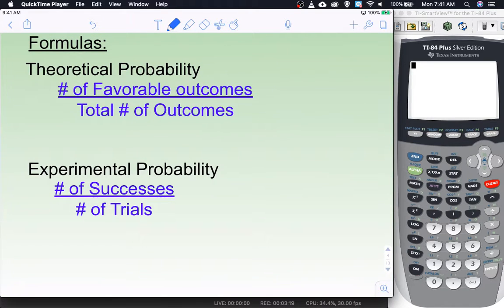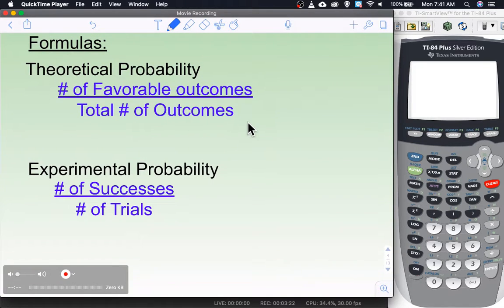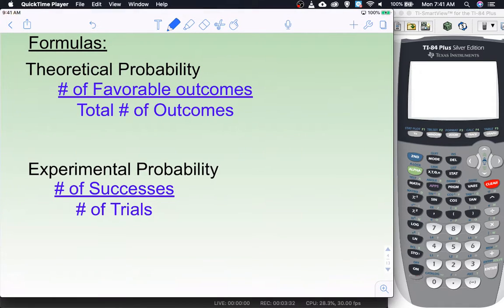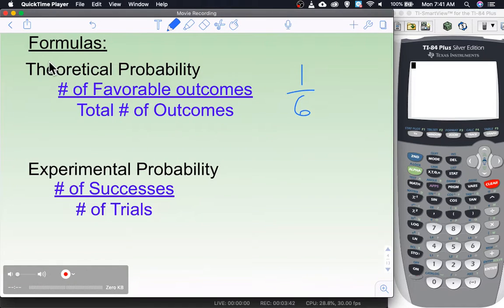Formulas. So these two formulas are pretty much the same thing. The difference is when you're talking about theoretical probability, in theory, what should happen? Well, if you roll a dice, in theory, you should get a 3, 1 out of 6 rolls. Because there's 6 sides, and if everything's even, you should get a 3, 1 out of the 6. That's in theory. In practice, if you actually do an experiment, that may not happen.